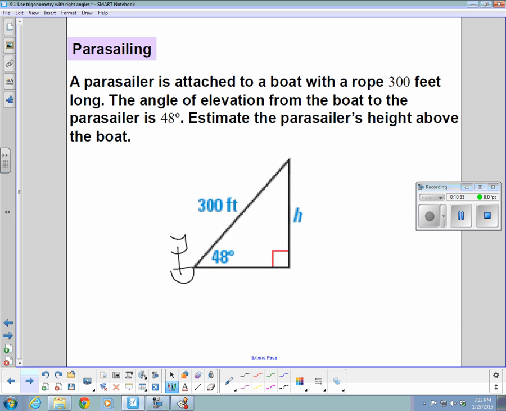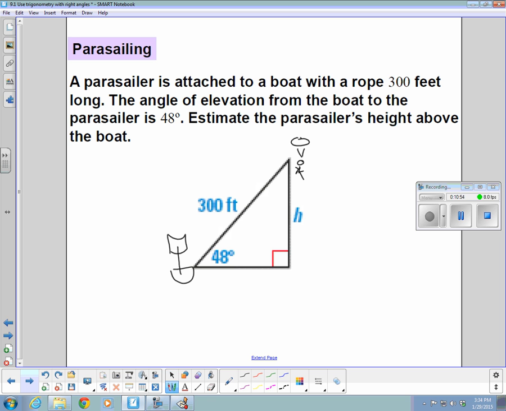Yeah, there's your boat. The parasailer is attached to the boat, and here's the little guy up here, right? Okay, so there's a parasailer up there, and there's the boat. I guess it wouldn't be a sailboat. That doesn't really make sense, but that's okay. You get the idea. All right, and there's 300 feet of rope.